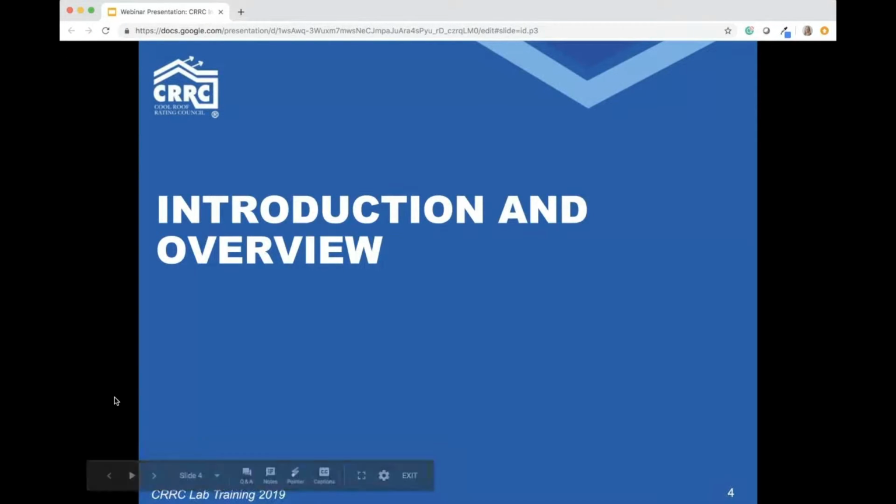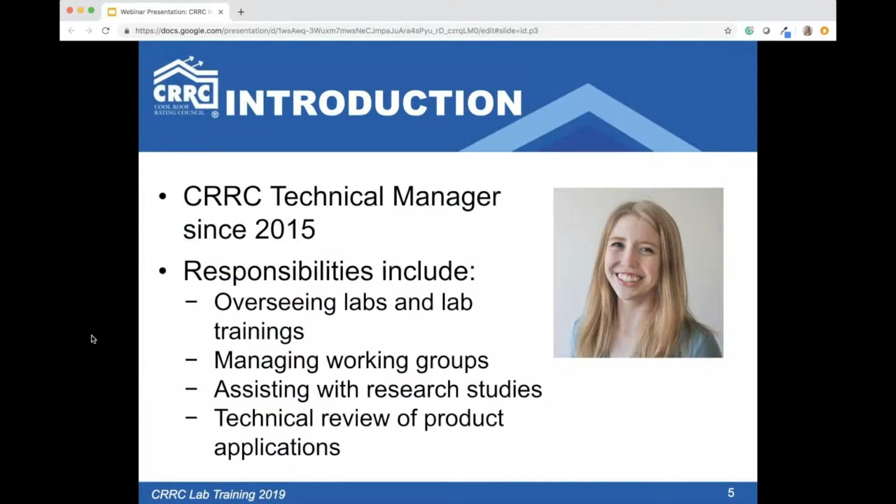To kick things off, we're going to go through an introduction and overview to the CRRC. As I mentioned before, my name is Misha E. Golf. I am the Technical Manager for the CRRC, and I've been with the CRRC since 2015. My responsibilities include overseeing the accredited laboratories and test farms and lab trainings. Also managing our technical working groups. We have any given number of technical topics we're exploring at any time, so I'm in charge of moving those things forward and reporting out to the technical committee. Also assisting with research studies.